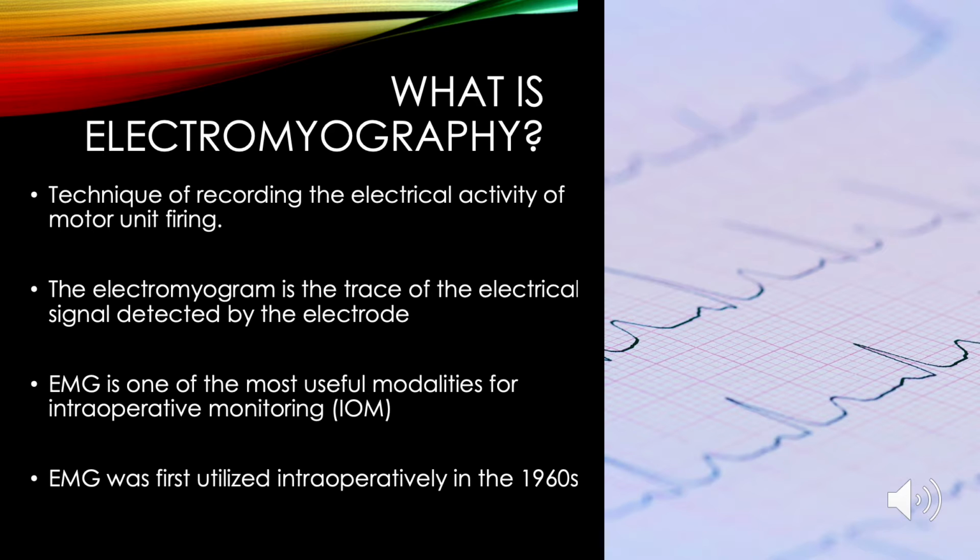What is electromyography? The standard definition of electromyography is, quote, the recording of compound muscle action potentials, CMAPs, in response to spontaneous or electrically stimulated cranial nerve, spinal nerve, or ventral root activation, close quote. EMG is in fact one of the most useful modalities of intraoperative monitoring. Also, here's a fun fact. EMG was first utilized intraoperatively in the 1960s for the preservation of facial nerve function, especially during procedures involving vestibular neuromas.